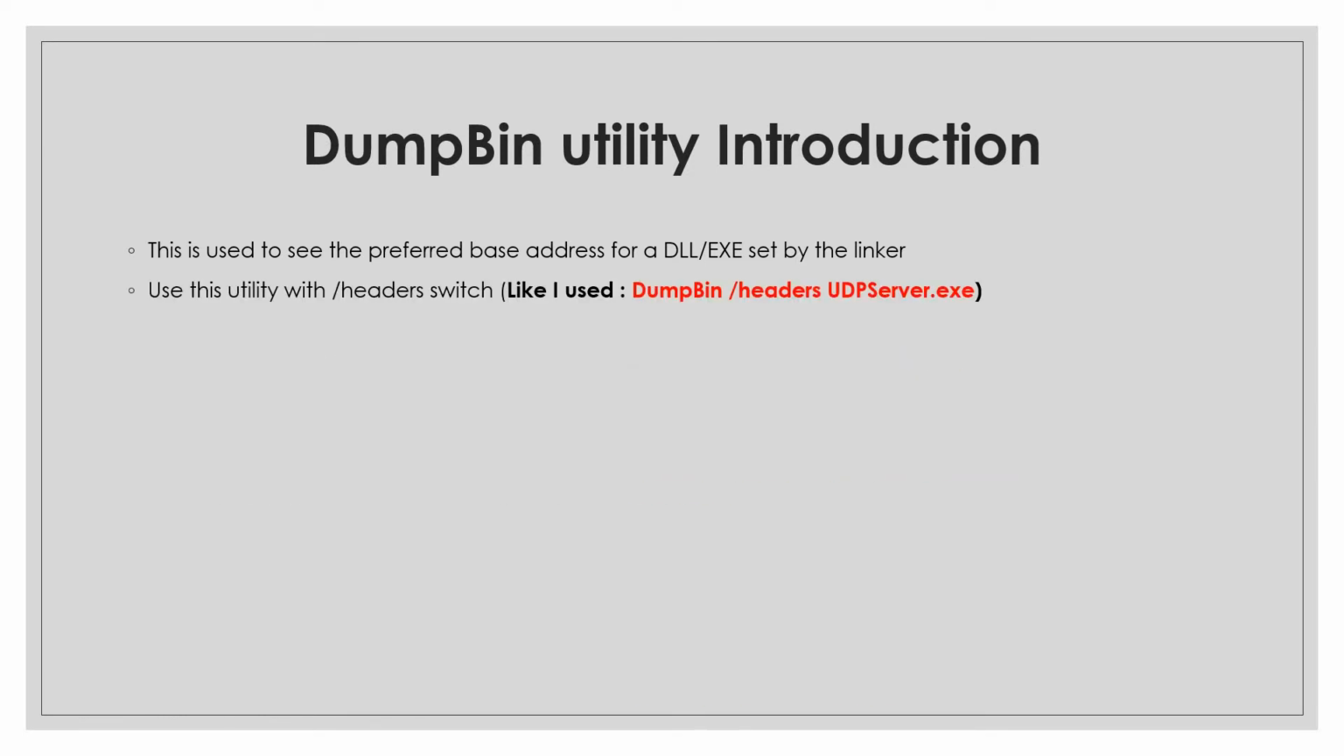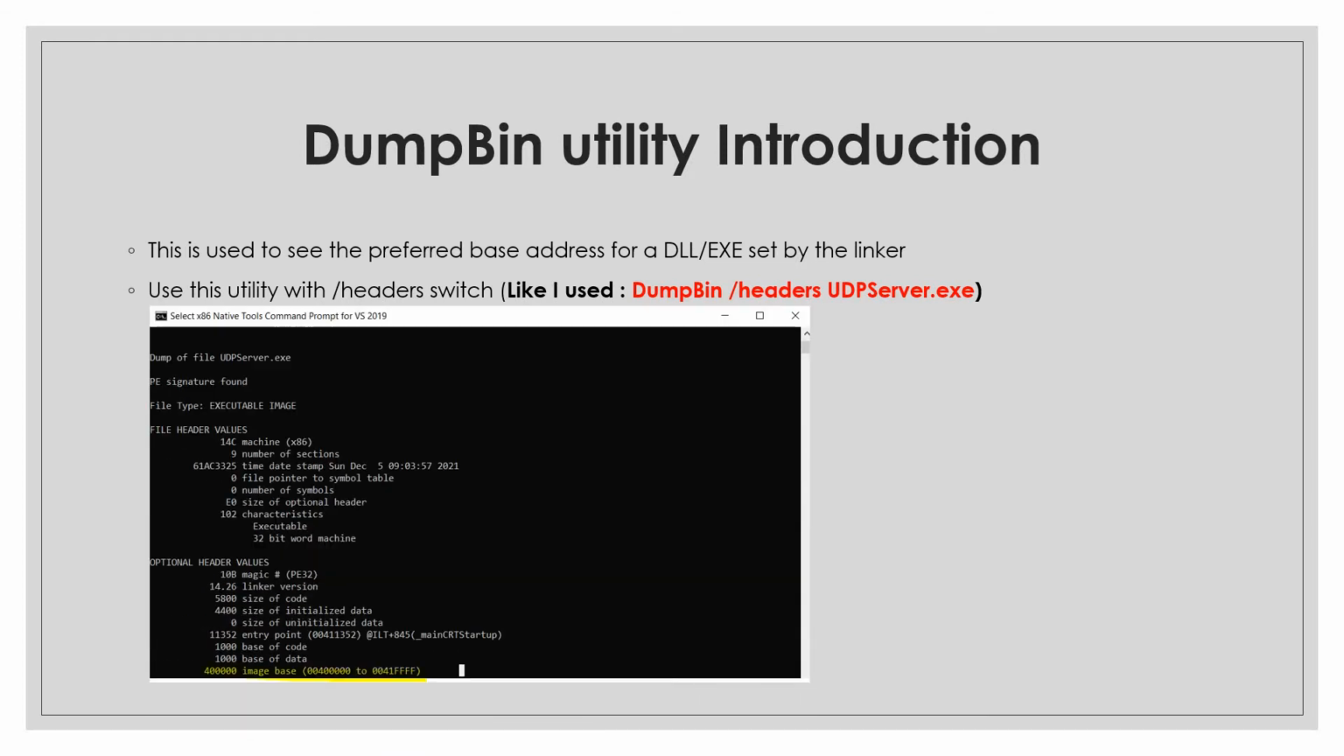You should use this utility with the headers flag or the header switch. Like I have used the header switch for my exe, udpserver.exe. This is the output. You can see the highlighted portion here, which indicates the base address of the image where this exe will be loaded into the process virtual address space.